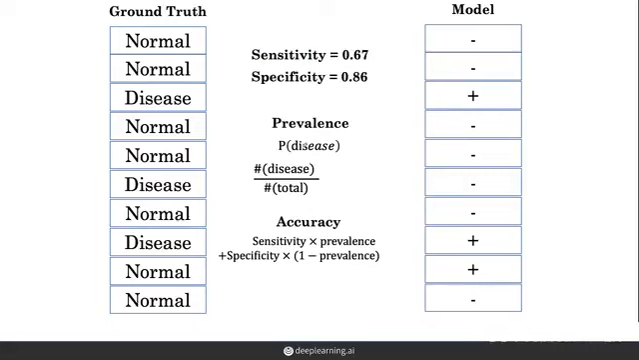Now let's look at the prevalence of disease in this set. This is simply the fraction of disease examples computed as the number of disease examples over the total number of examples, which is 3 over 10, or 0.3.